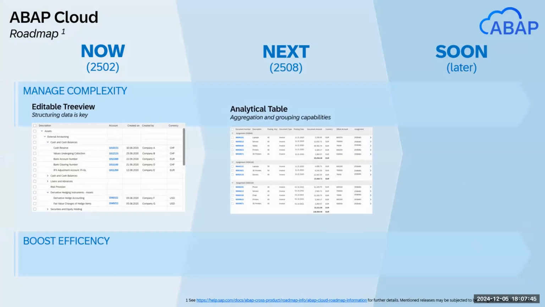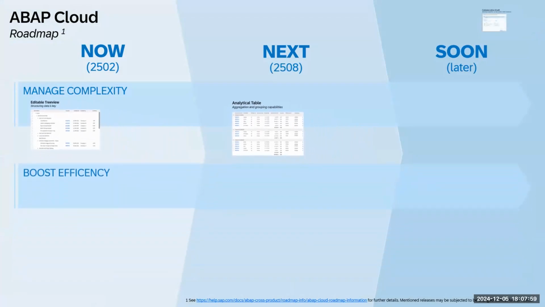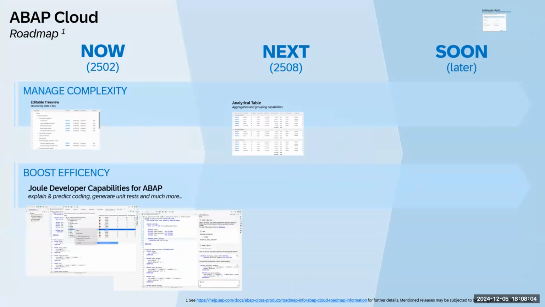Everything cool. Good, great. So we also had a view on those managed complexity things, and what I also want to highlight now is the work streams we have regarding boost efficiency. AI is currently a very high weighted thing in our development areas. And with 2502, we also deliver the tool developer capabilities for ABAP. If you have not heard about it yet, we deliver a whole tool set of AI assisted tool capabilities for ADT, which is seamlessly integrated there.